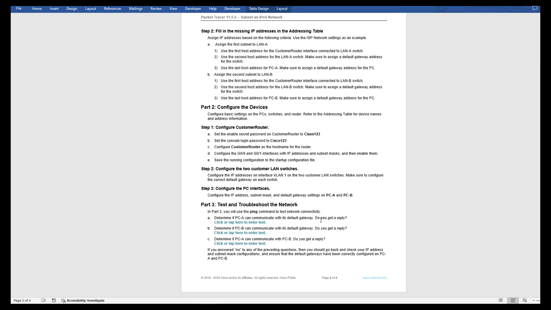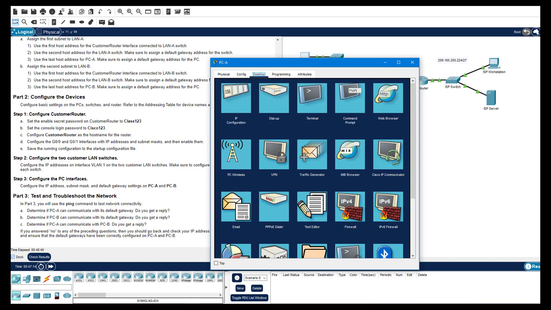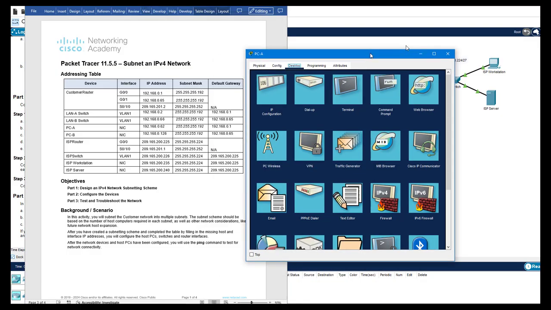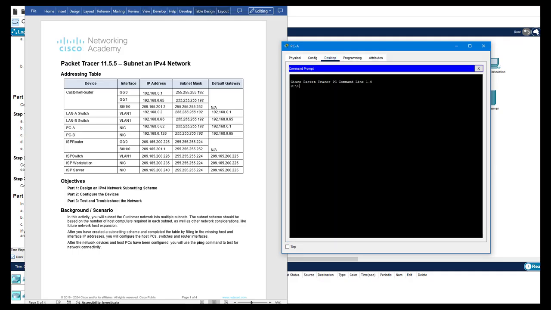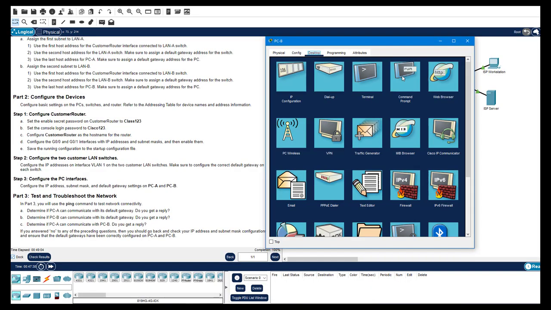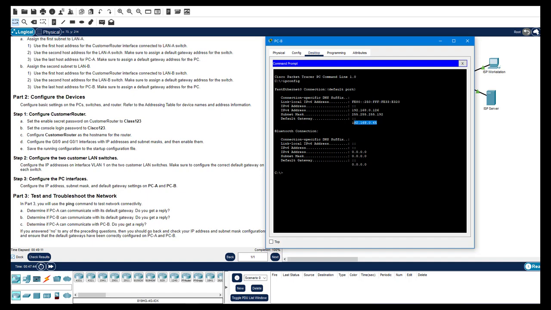And finally, use the ping command to test network connectivity. PCA should be able to communicate with its default gateway. PCB should be able to ping its gateway, and the two then should be able to ping each other. Get our addresses here where we can see them. So PCA is going to want to ping .1 as its default gateway. And that is successful. PCB is going to want to be able to ping its default gateway. And if you forget, you can do an IP config, and that'll tell you who the default gateway is.